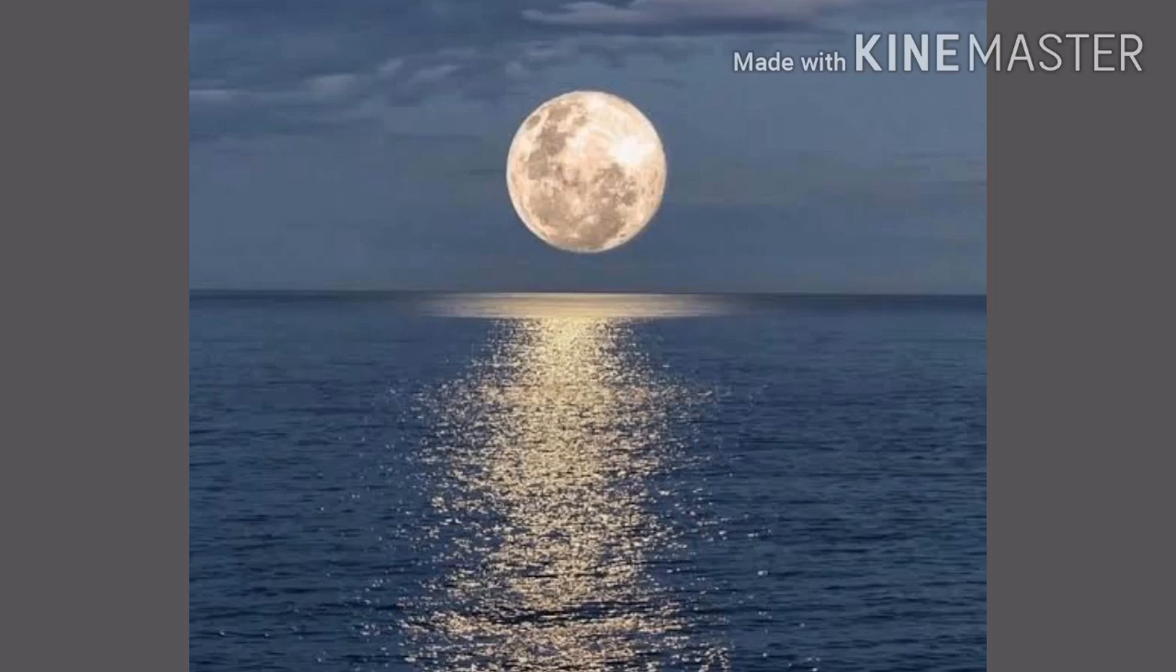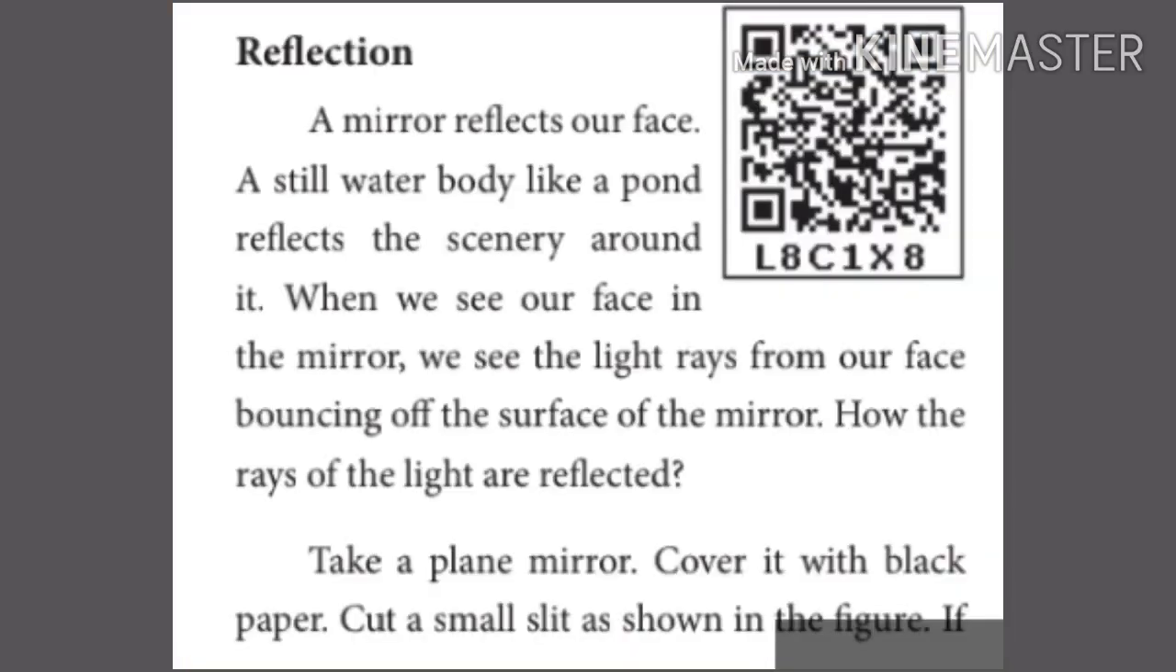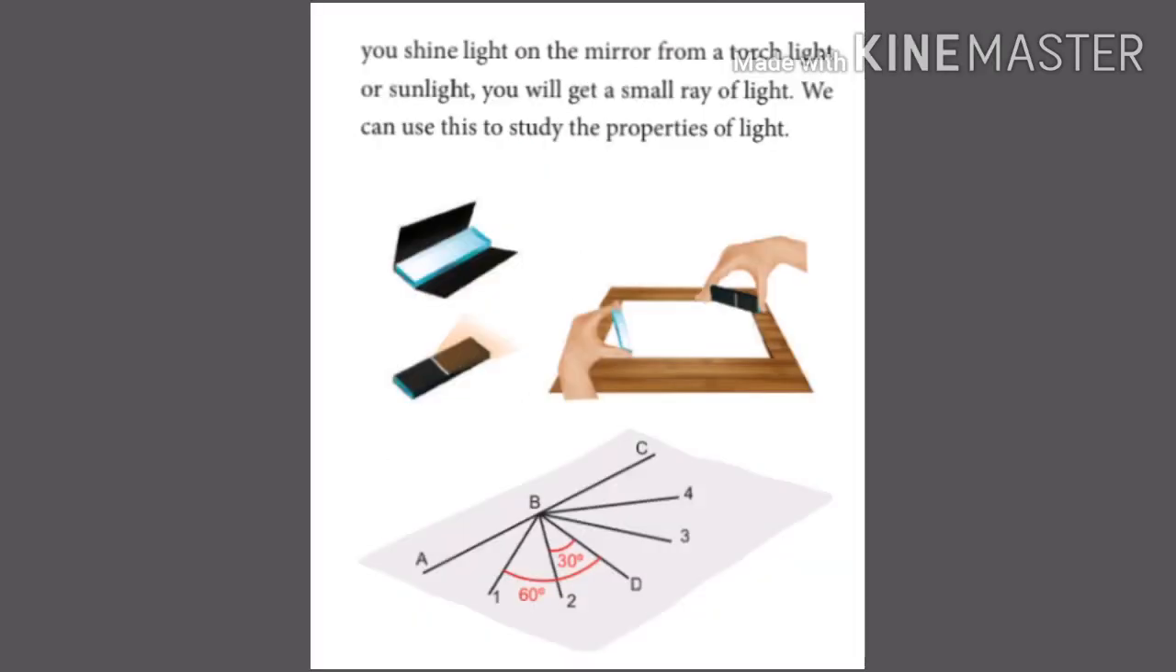Take a plain mirror, cover it with black paper, cut a small slit as shown in the figure. If you shine light on the mirror from your torchlight or sunlight, you will get a small ray of light. We can use this to study the properties of light.